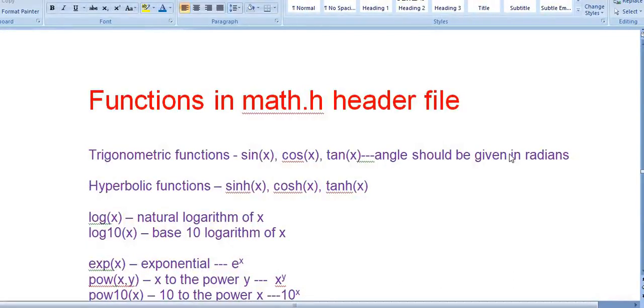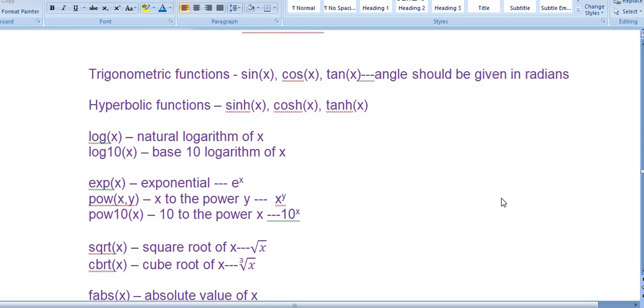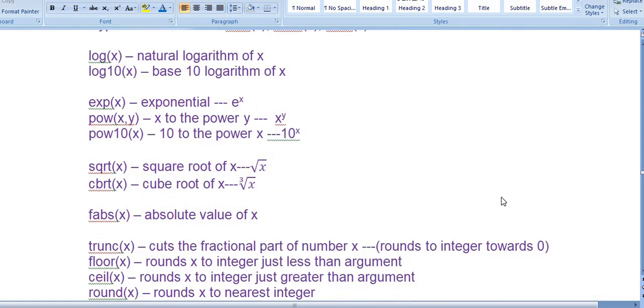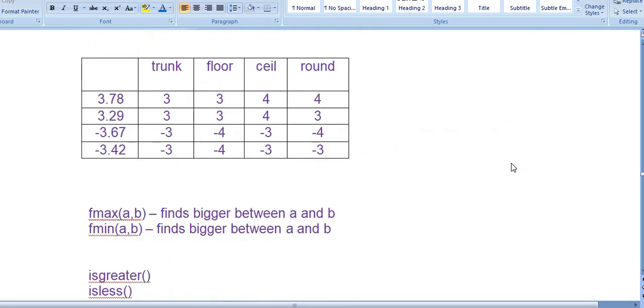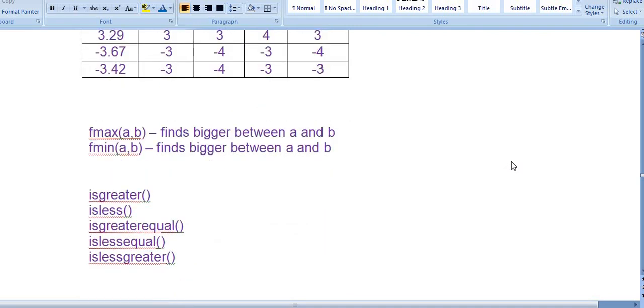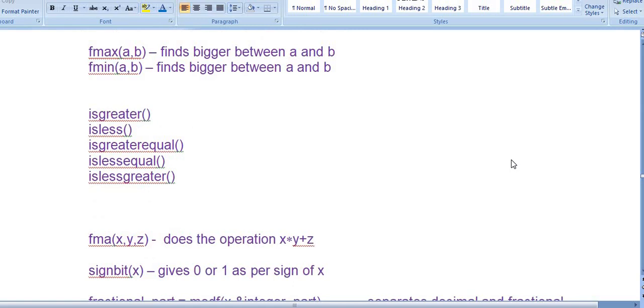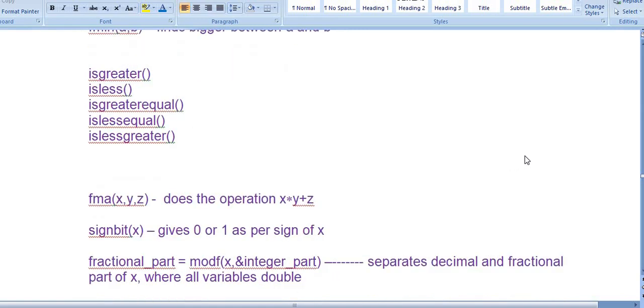We have to include the math.h header file to use these functions. They are trigonometric functions, hyperbolic functions, logarithmic, exponential, square root, cube root, then absolute value, then truncation in all forms, adjustment, then to find maximum, minimum, to check whether any number is bigger than another or smaller than another, and a multiplication and addition combined function. Also to separate the fractional and integer part of the given number.